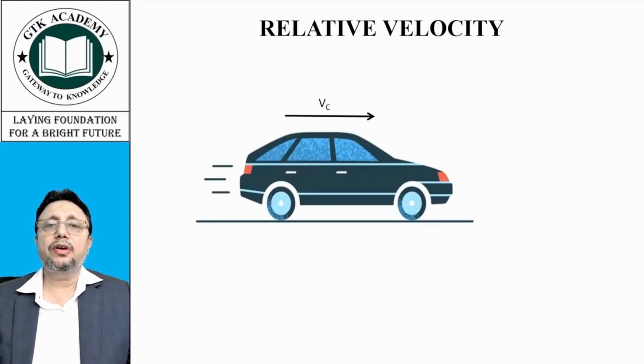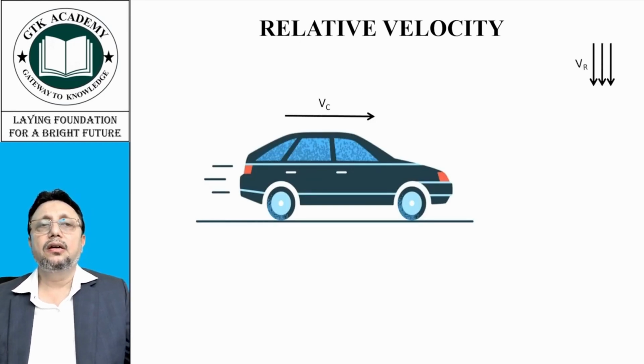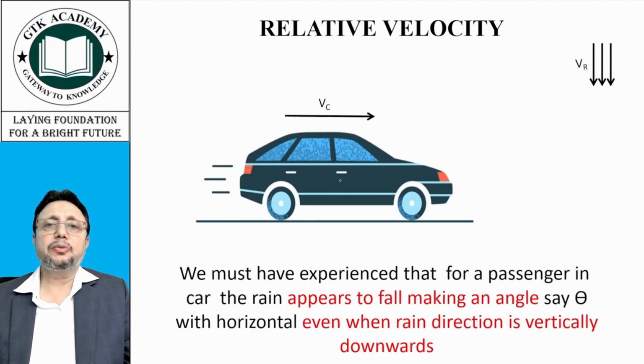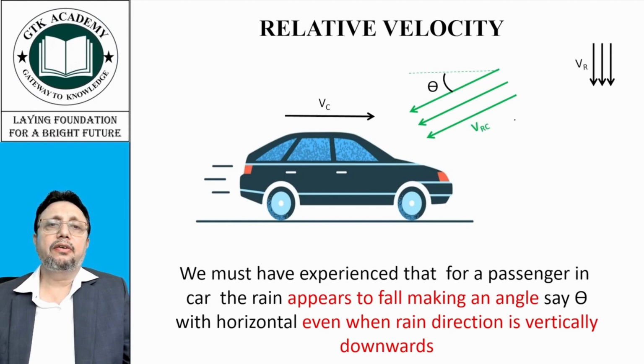Suppose this is a car which is traveling with velocity of VC in this direction, and rain is falling with velocity, say, VR, vertically downwards. But we all must have experienced that the rain, although it is falling vertically, appears to fall inclined at an angle with the horizontal, say with velocity VRC, which means velocity of rain relative to car.